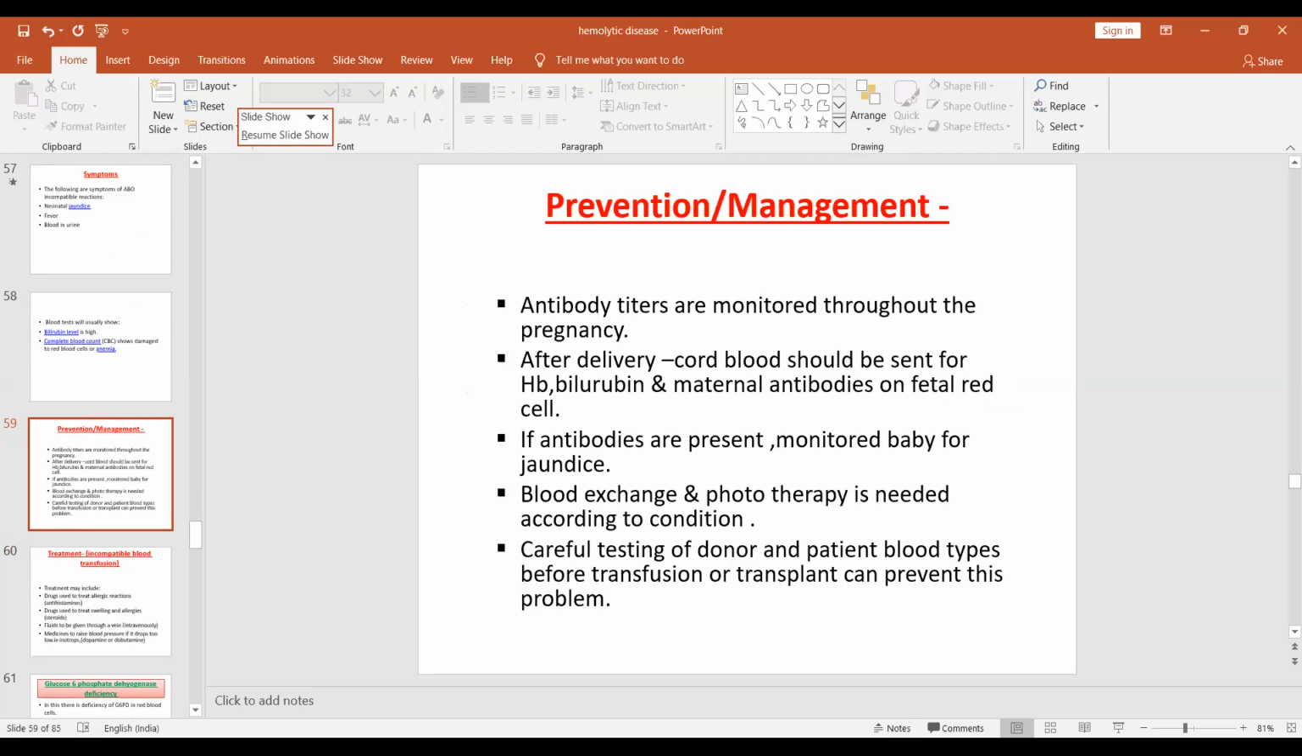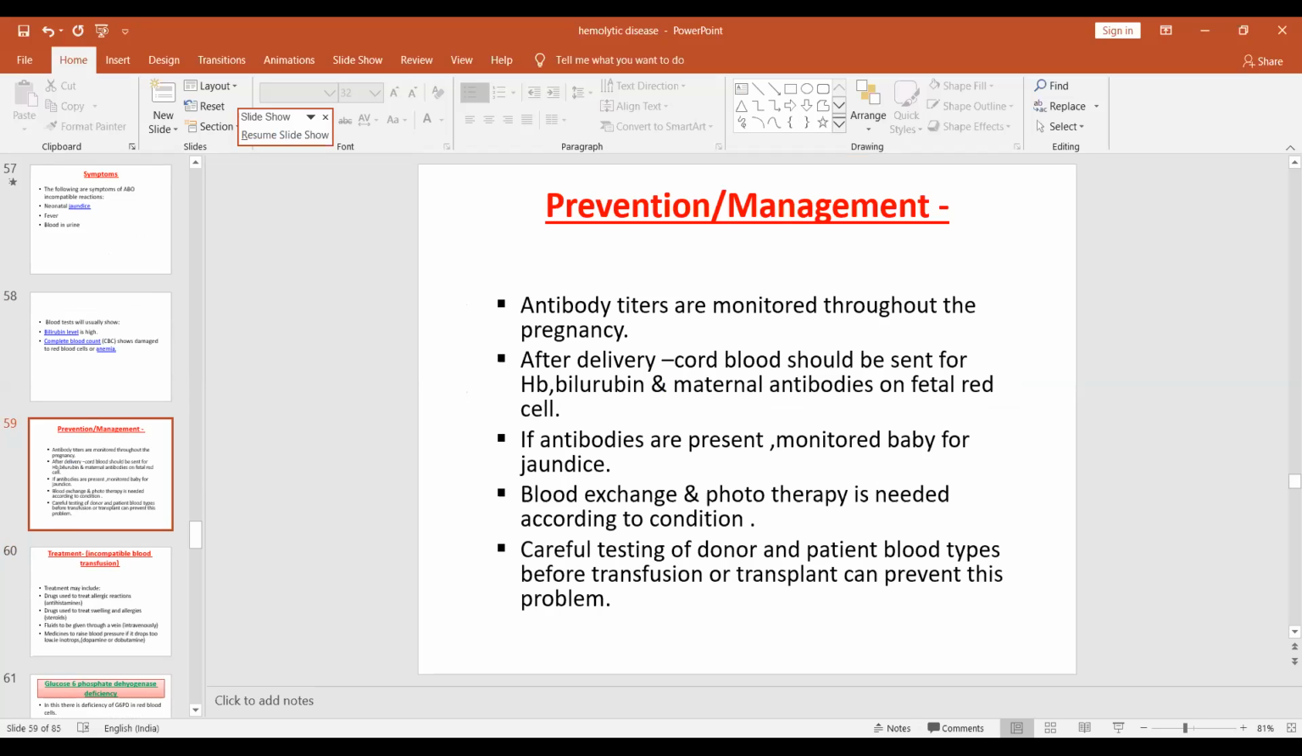After delivery, cord blood should be sent for the bilirubin level, the maternal antibodies, and the fetal cells. If the antibodies are present, monitor the baby for jaundice. Blood exchange and phototherapy are needed according to the condition, with careful testing of donor and patient blood type.